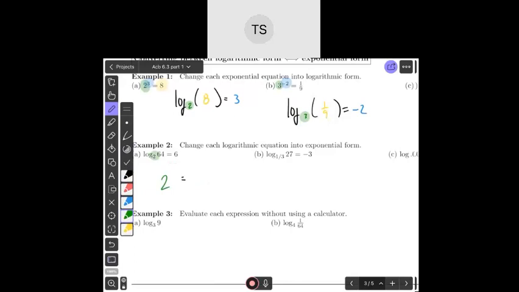A logarithm is an exponent. That means my exponent is on the other side of the equal sign. So 2 to the 6th. And what am I left with? I'm left with the 64. 2 to the 6th equals 64.